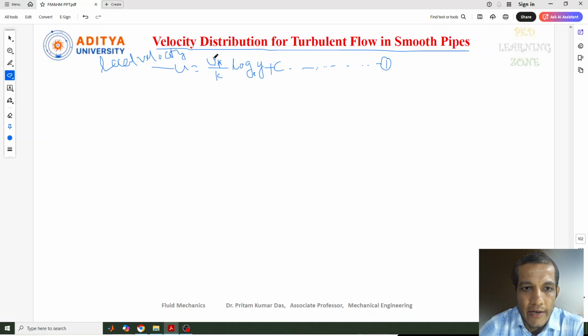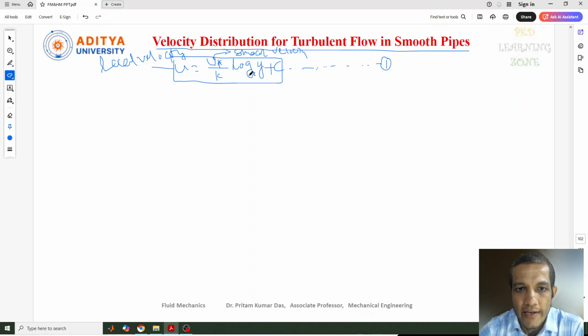And u star, if you remember, or you can see that video, is nothing but the shear velocity, and y is the height, that is, how much we are taking from the surface of the pipe.